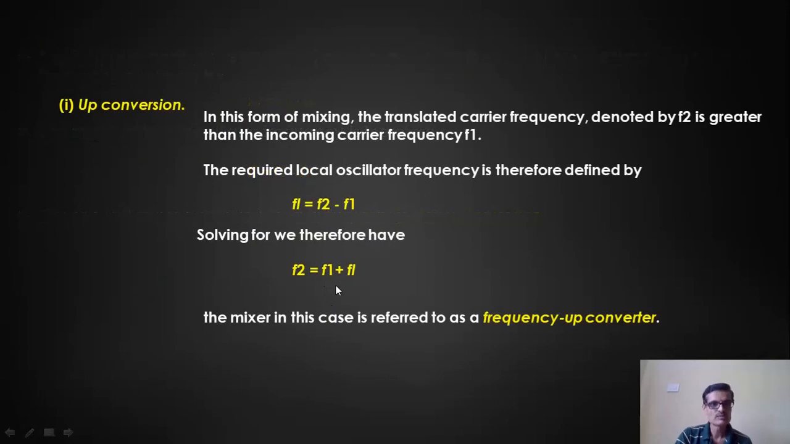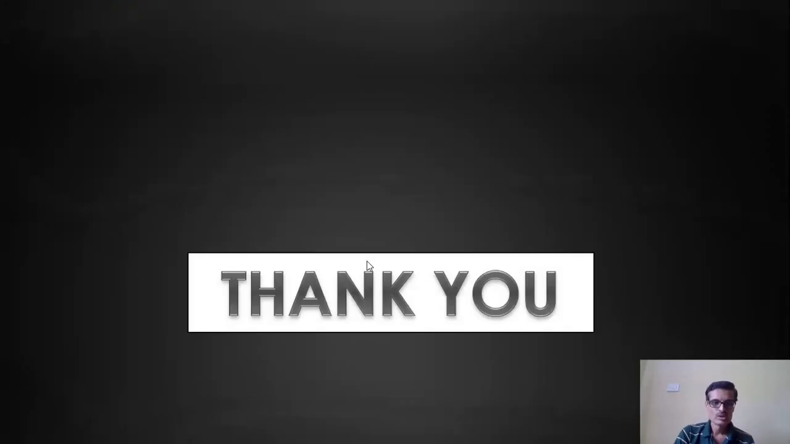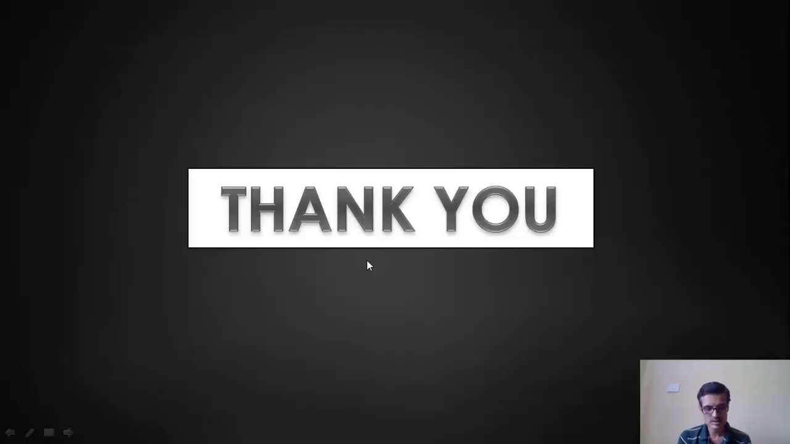In the upconversion process, the local oscillator frequency should be F2 minus F1, and the output frequency F2 is given by F1 plus FL. So in this case, the frequency is upconverted. This is how we either upconvert or downconvert the frequency. Upconversion is required in the transmitter most of the time, and downconversion is required in the receiver, that is converting the RF into the IF frequency. This is a very simple operation, and the same operation is used in SSB also, where a product modulator and bandpass filter are used to change the frequency of the incoming signal.